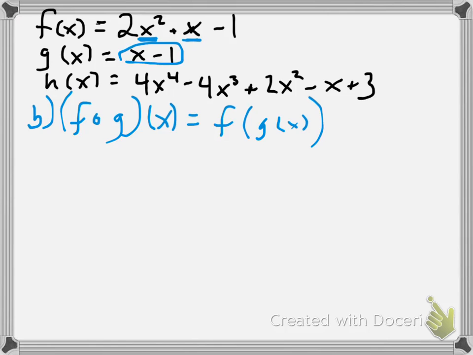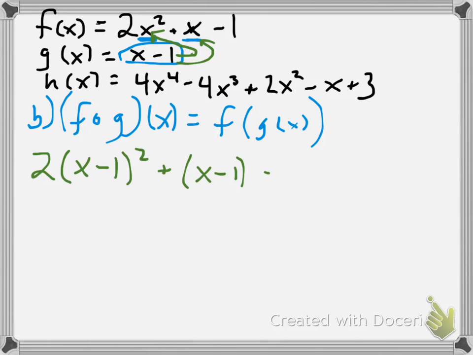So if we look at, say, the 2x squared, well, what's going to be substituted as x? It's g of x. So again, I just literally put this in for that, and I have to do that again here. Plus x minus 1, and then minus the second one on the outside. So now I have to FOIL that out.